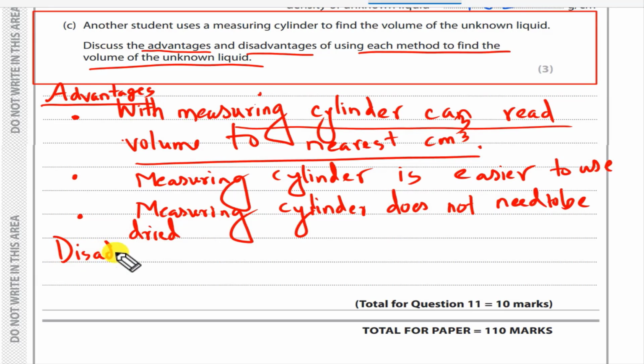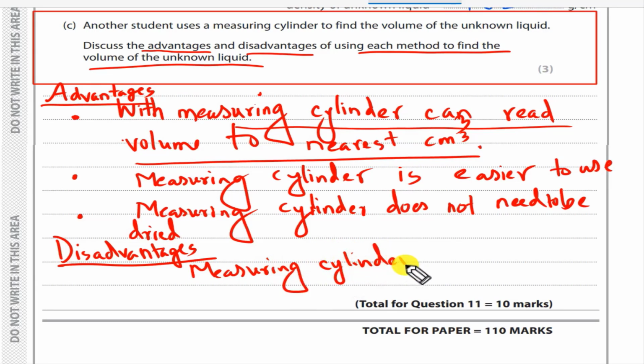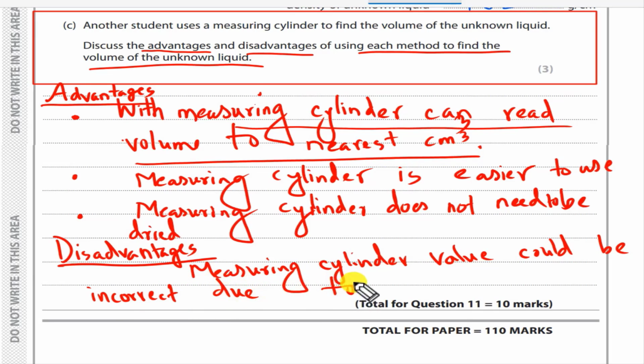Disadvantages. With the measuring cylinder, the value could be incorrect due to parallax error.